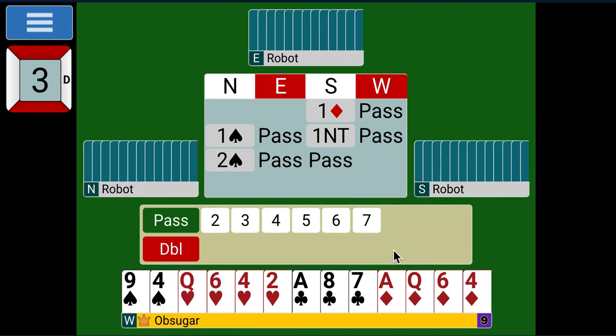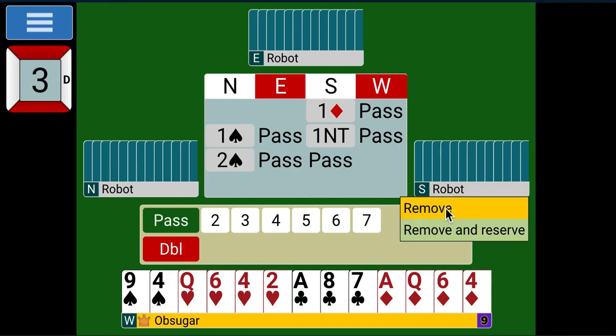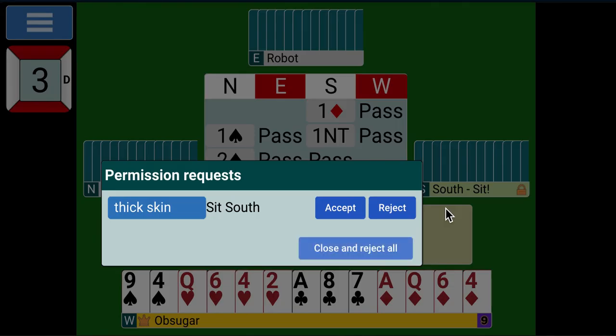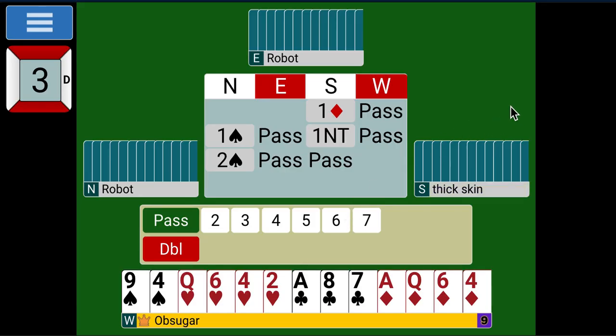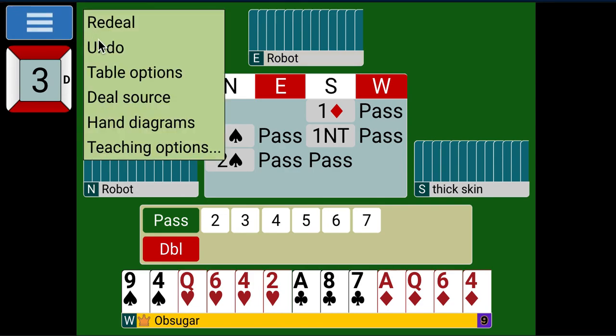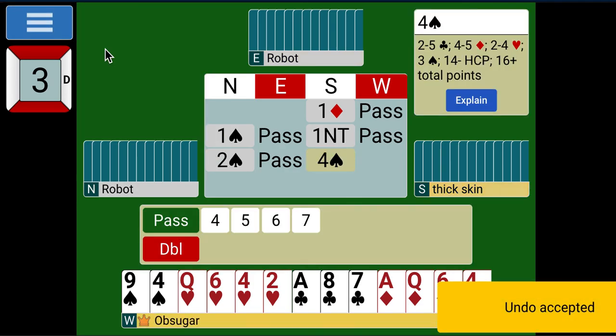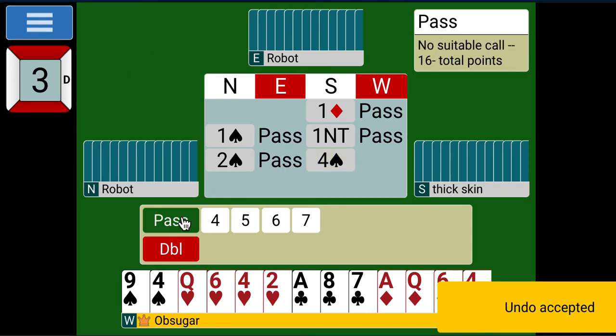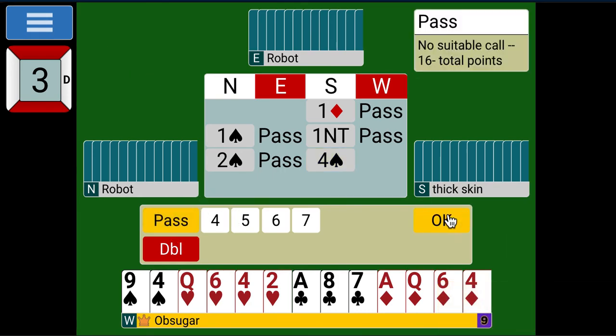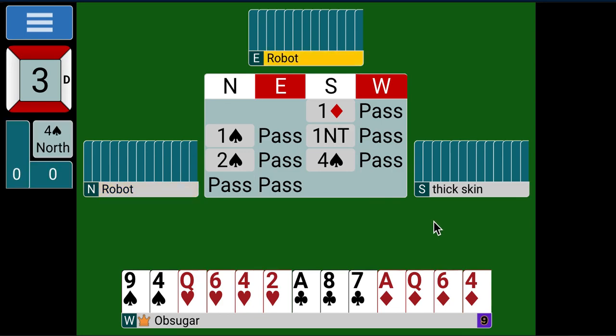This hand was from a live game, and somebody made a poor bid here and went to 4 spades. Okay. I don't know if that person is in the audience today, so I won't mention their name.